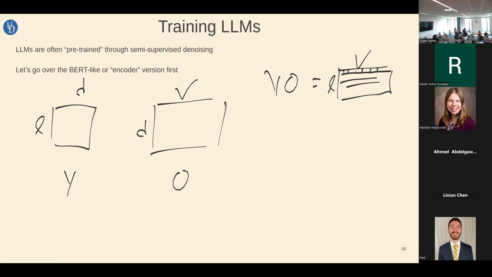Does that make sense? Any questions? Cool. We're going to classify the mask.